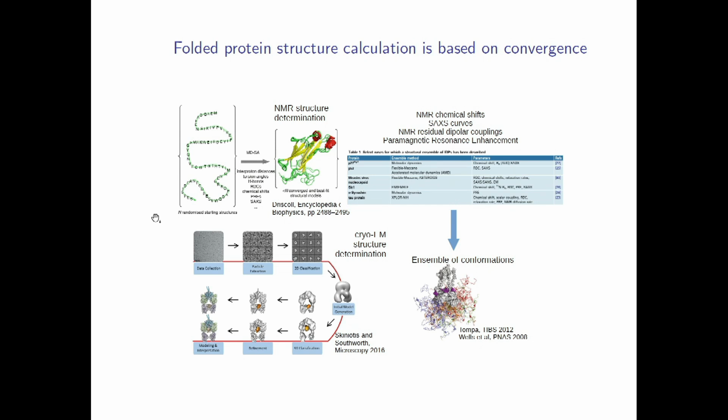For example, if you are doing something which has been very popular during the last years, which is cryo-electron microscopy, you have some images, and then you are trying to get convergence of the images, and then finally you get a converged structure of the particle. If you are sufficiently lucky, you even get a structure at atomic resolution, so you even see the atoms. And all that is based on the convergence of your signal.